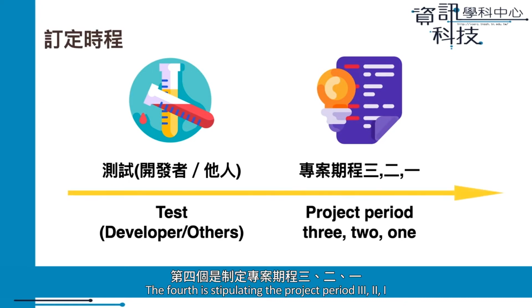The fourth is stipulating the project period 3, 2, 1, and arranging the progress check for each to prevent project delay.